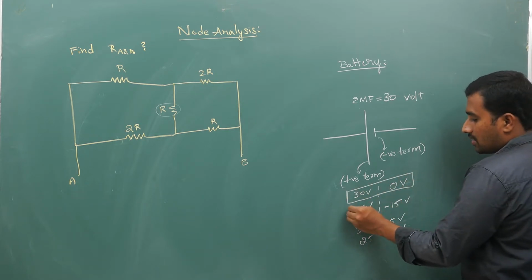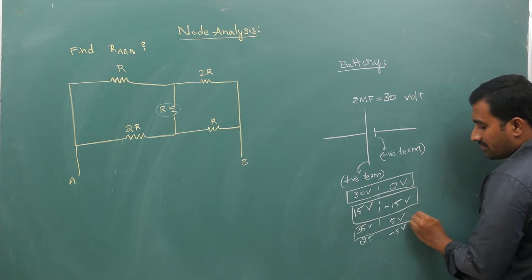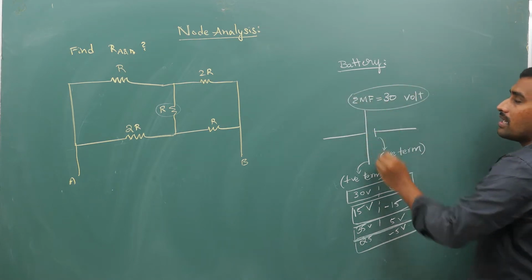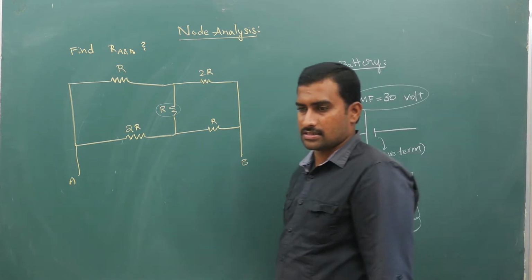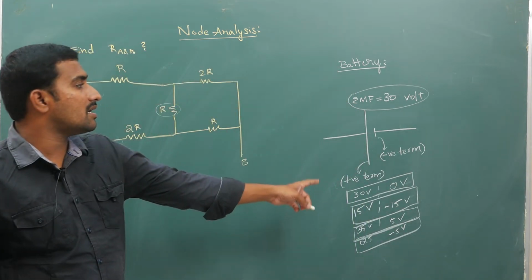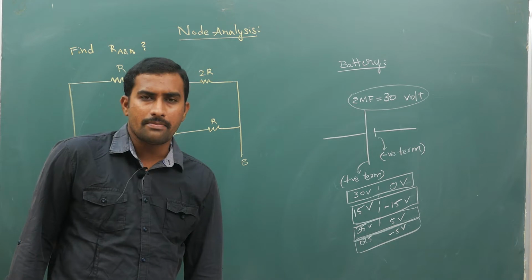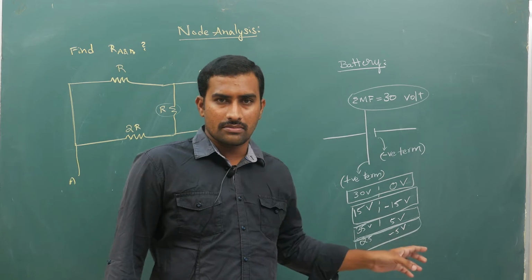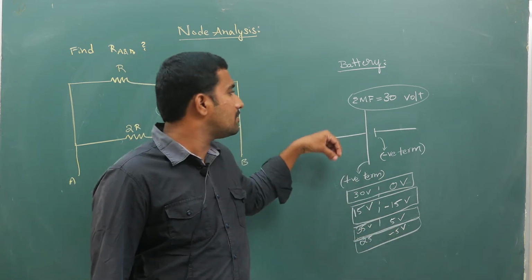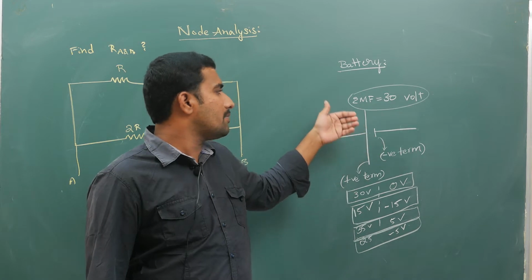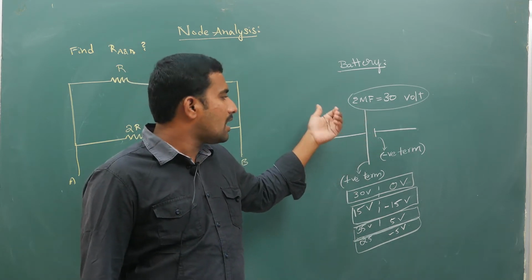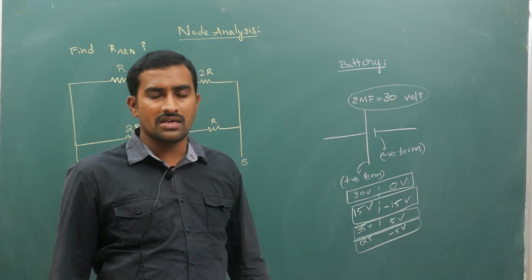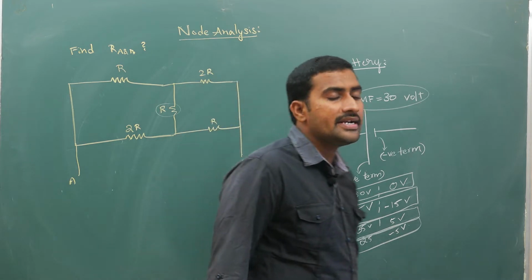But ultimately, whatever happens, the difference between these two will be equal to the EMF, provided this battery does not have any internal resistance. For now just remember this: if you have a battery, that battery will have two terminals, one positive and the other negative. The positive terminal will be at some voltage and the negative terminal at some other voltage, so that the difference is equal to whatever is given as EMF.